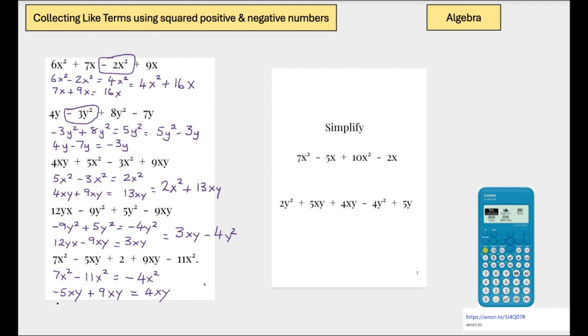Okay, so we've got one extra thing here. We've got a plus 2. Now, we haven't got any other numbers to add or to subtract, so we just leave it as it is. So the answer is 4xy subtract 4x squared plus 2. Because we've only got one number, you can't do anything with it. So you just add it on.